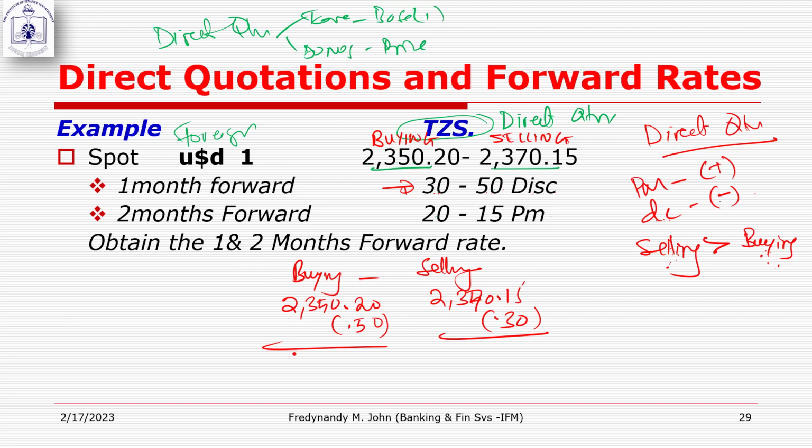Therefore, here the buying rate is going to be 2349.70, and the selling rate is going to be 2369.85. Now you can see here that I have maintained the thumb rule, that is, buying is still low and selling is still high. So the selling rate is greater than the buying rate.